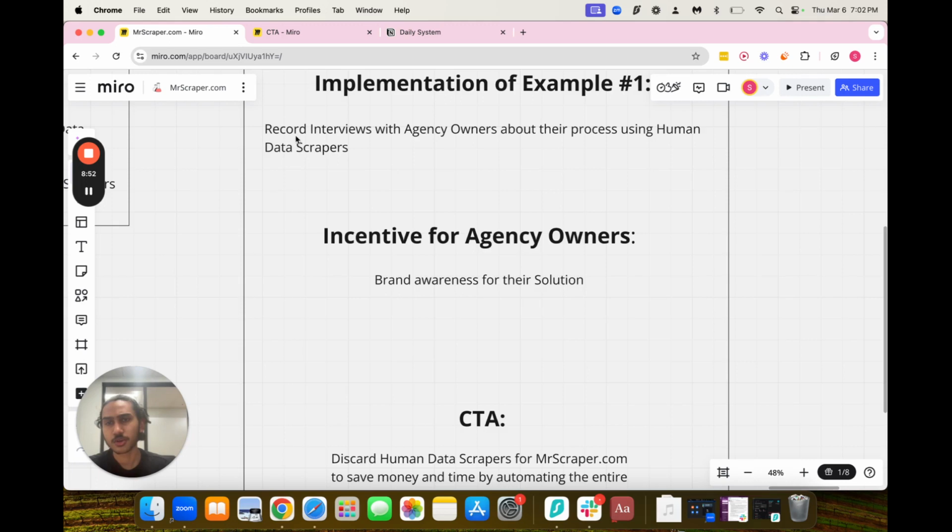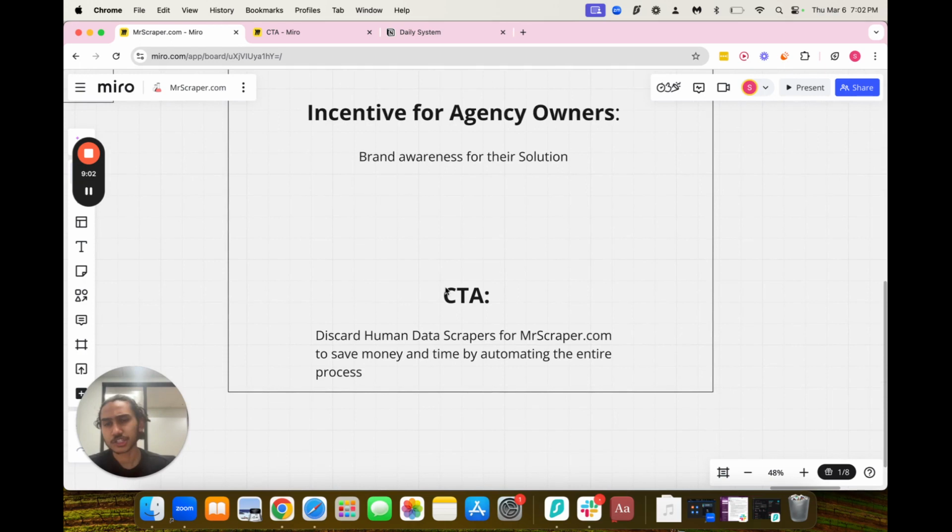And when I say record, it doesn't necessarily mean to have an interview over video. It can also be over text. It can be a blog post as well. And the call to action at the end of this content would be to discard human data scrapers for MrScraper.com to save money and time by automating the entire process.